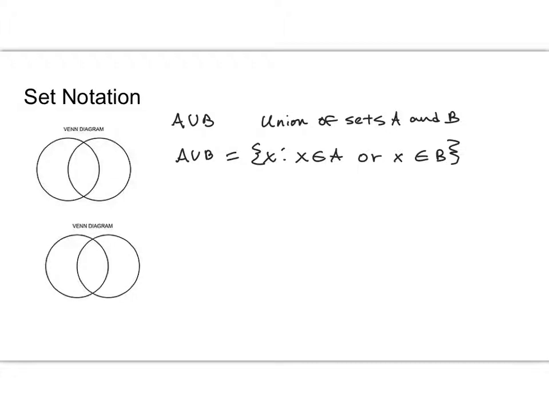If I were to show this on a Venn diagram, I'd need to shade in set A, and then I'd need to shade in set B. And that's what A union B would look like. Both circles would be shaded in completely. Let's talk about intersection. So this is OR. Now we're going to talk about the intersection of two sets.